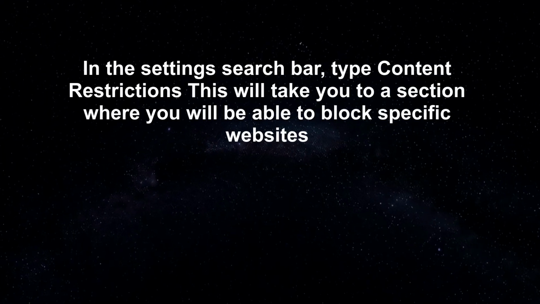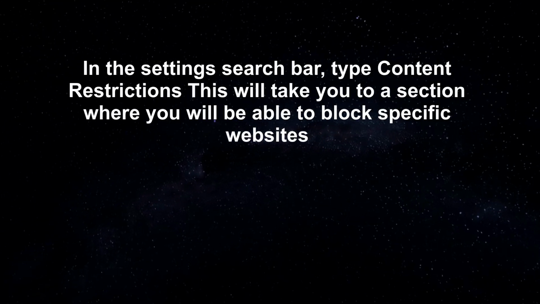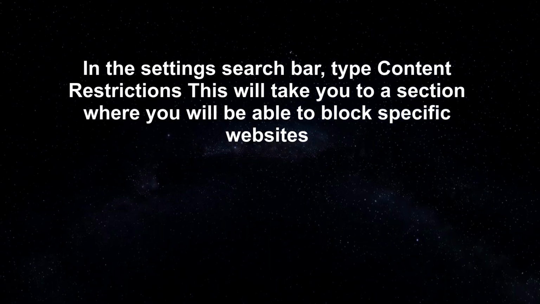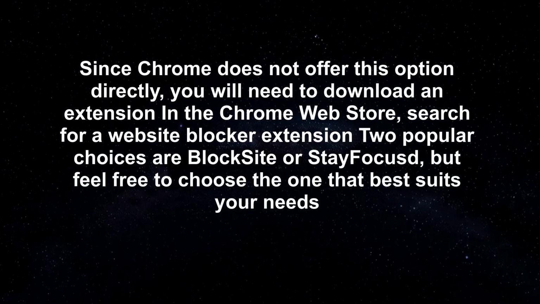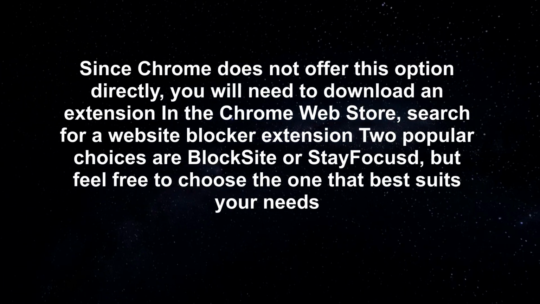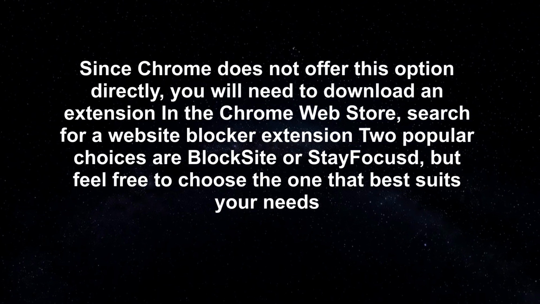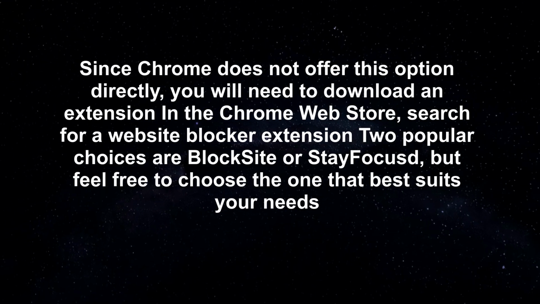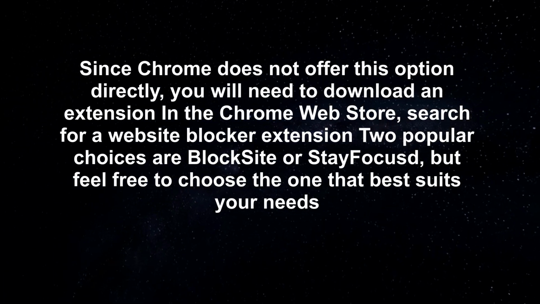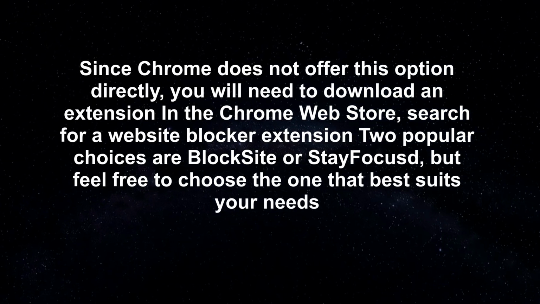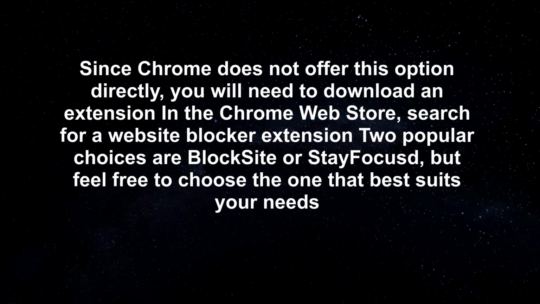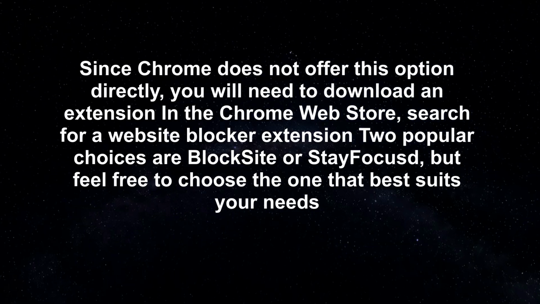In the Settings search bar, type Content Restrictions. This will take you to a section where you will be able to block specific websites. Since Chrome does not offer this option directly, you will need to download an extension in the Chrome Web Store. Search for a website blocker extension. Two popular choices are BlockSite or StayFocusd, but feel free to choose the one that best suits your needs.